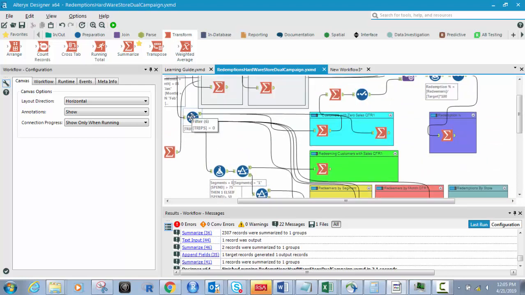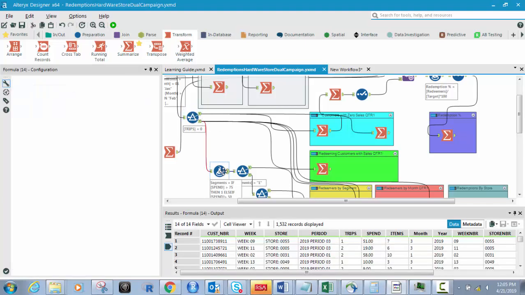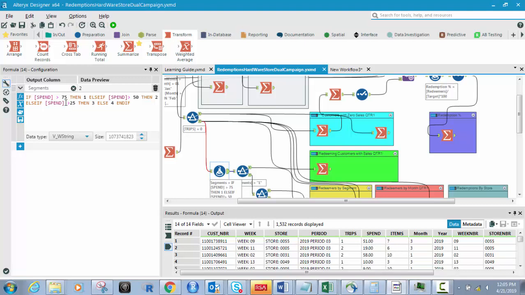And then again, keep in mind we used a filter here on trips equals 0. We also had a formula here to break them out into 4 different segments. You could break them out into 3 different segments. You could also pump in segments already established by your data science group or something like that if you needed to do that. But this is how we did this one here, and that's how we got the data.